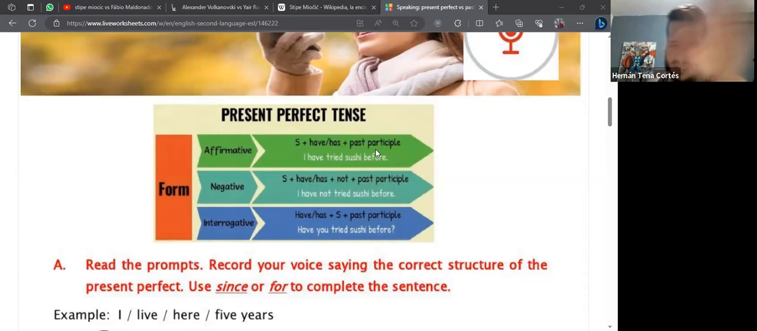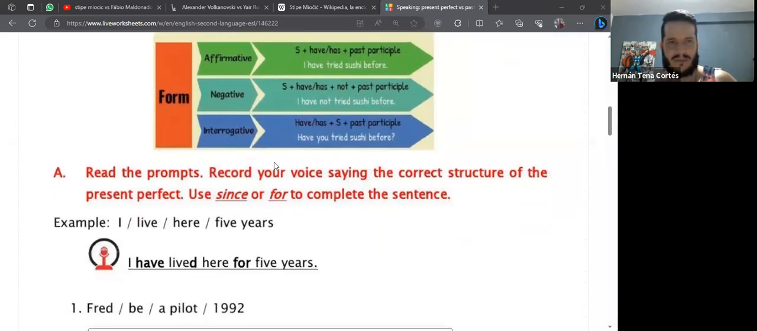Positive, negative, questions, it doesn't matter. Always the past participle. And we use this in Spanish. Yo he ido, yo he visto la película, yo he trabajado, etc. That is the present perfect. It's the same thing in English. Instead of he or ha, we use have and has. So let's take a look here at an example.